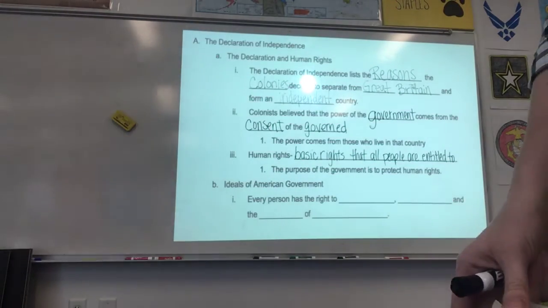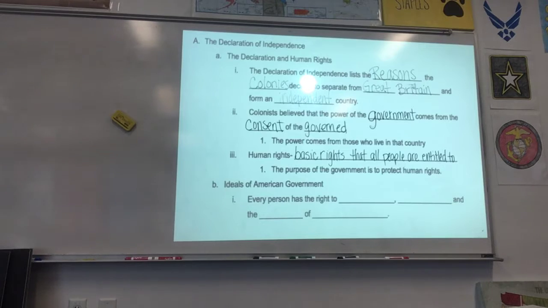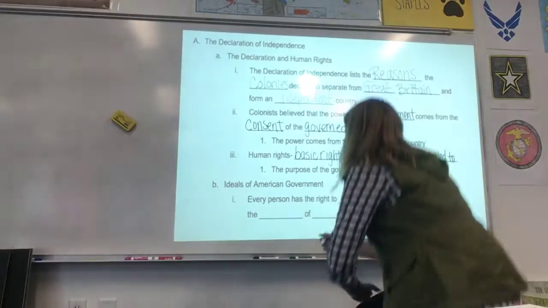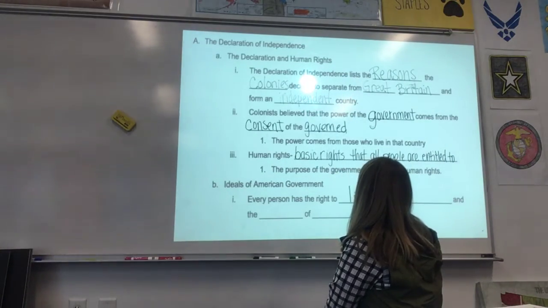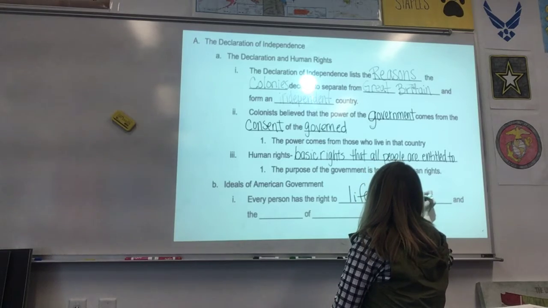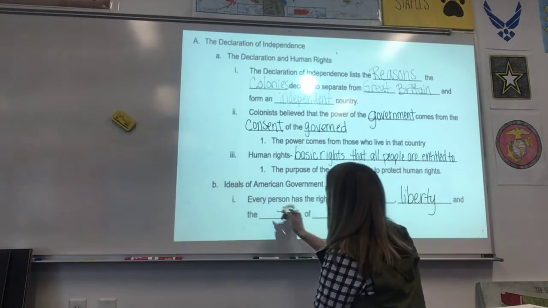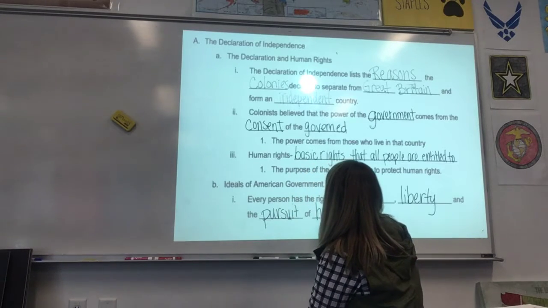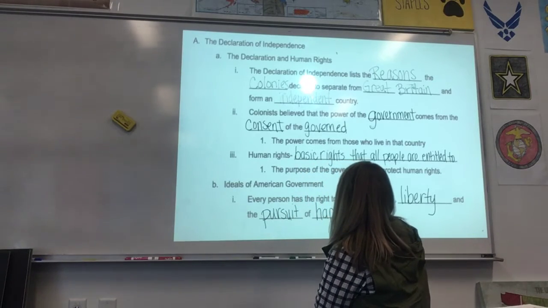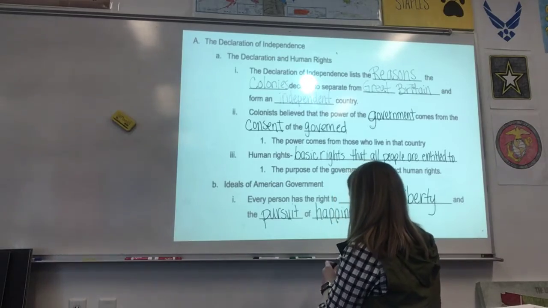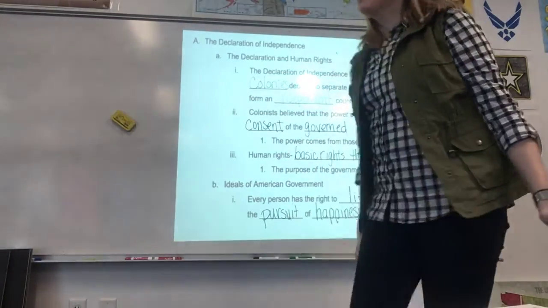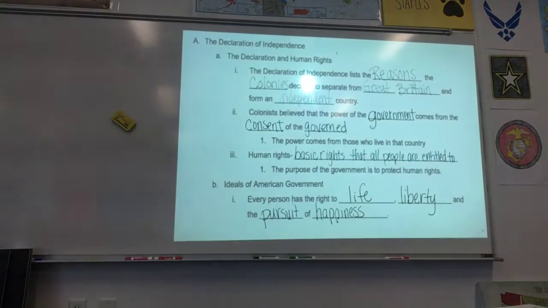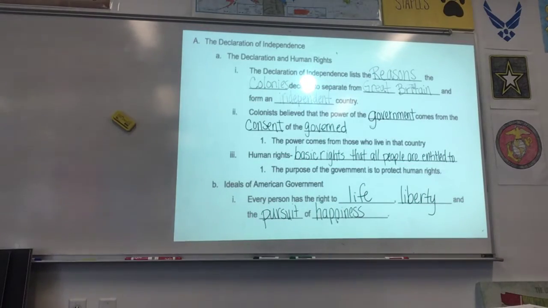That is on page 35. It's the next red heading. Each person has an equal right to life, liberty, and the pursuit of happiness. Everyone's entitled to those rights. Life, liberty, and the pursuit of happiness.